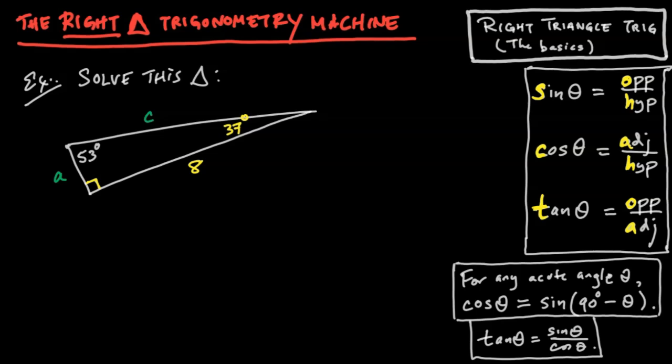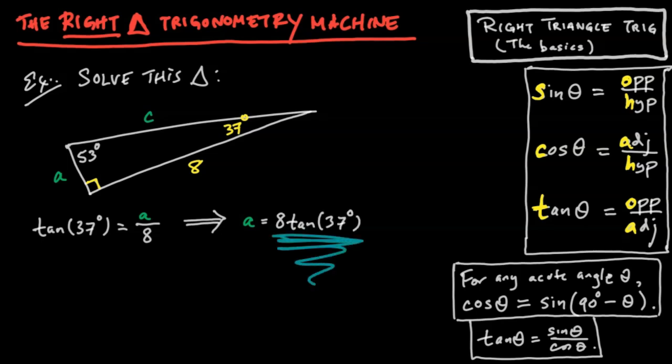And we write down that the tangent of 37 degrees is indeed the opposite over the adjacent, and therefore A over 8. Now that equation will give us what we want, because all we have to do is solve for A, which is easy enough. So that equation implies that A, the thing we want, must be 8 times the tangent of 37 degrees. And that is the exact value of A.